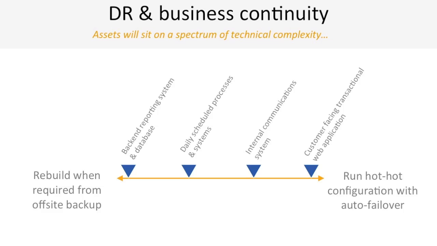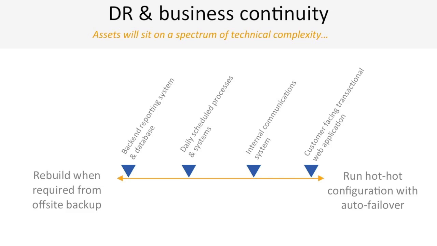So think about applications on a spectrum of complexity. At the right, we have these hot configurations with automatic failover. You might consider that sort of approach for your customer-facing transactional web applications, where you have a very low tolerance to data loss and a very low tolerance to outage. These things need to be running because it's your bread and butter and where you earn money from. At the other end of the spectrum, you might have some back-end reporting system that requires a nightly output of data for a data warehouse to drive the next day's activities. In this case, you've got a more relaxed recovery point objective and recovery time objective.